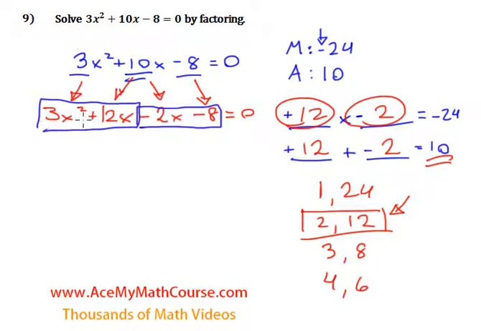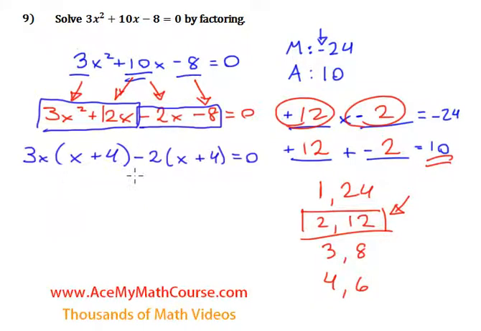3x squared plus 12x. I can factor out a 3x. 3x squared divided by 3x is x. 12x divided by 3x is 4. Then we have minus 2x minus 8. I can actually factor out a negative 2. Negative 2x divided by negative 2 is x. Negative 8 divided by negative 2 is 4. Negative, negative makes a positive.